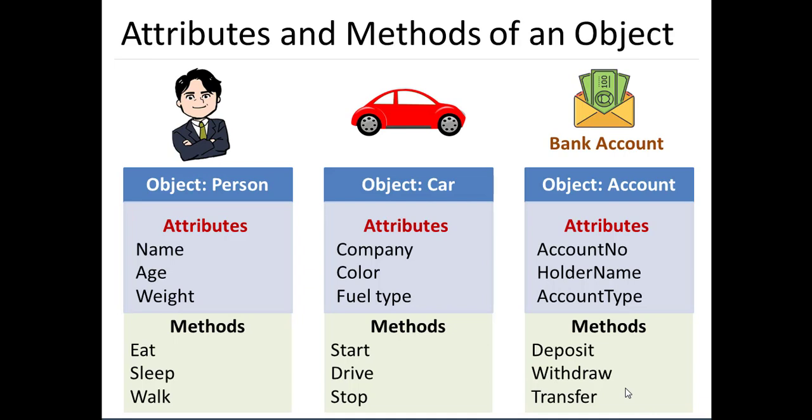Now data encapsulation we will study over here again. In this case, the methods over here, eat, sleep, walk, cannot access the data of the object car because it is not supposed to be used. So encapsulation says that these methods will only access the data of that particular object.